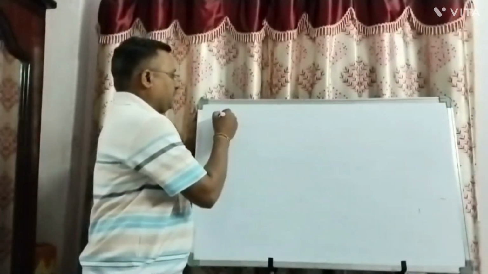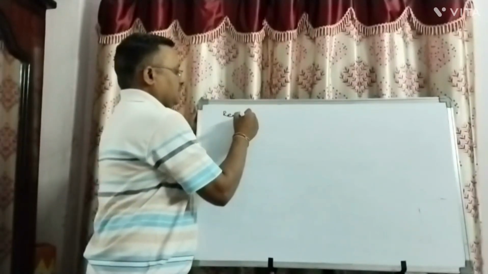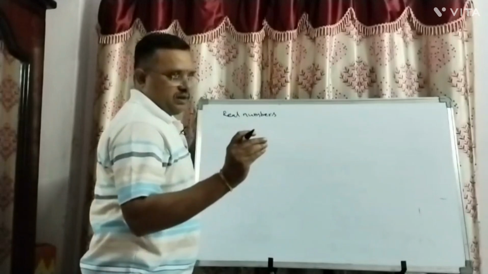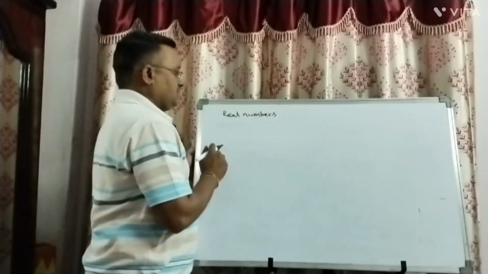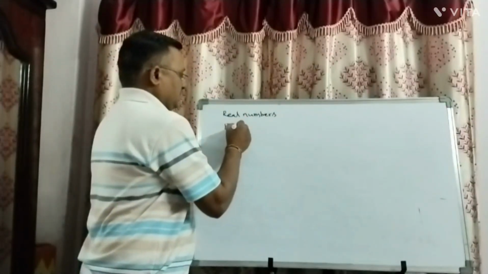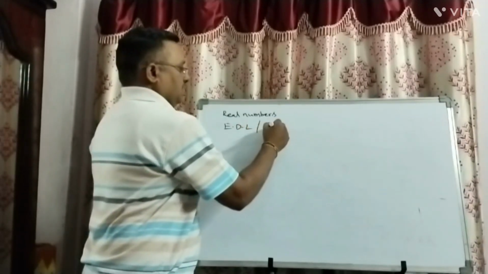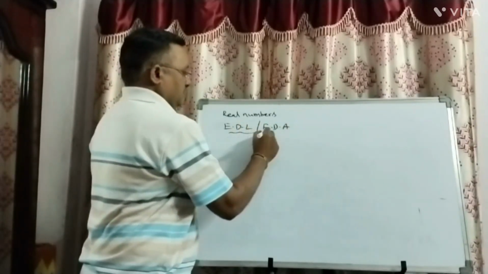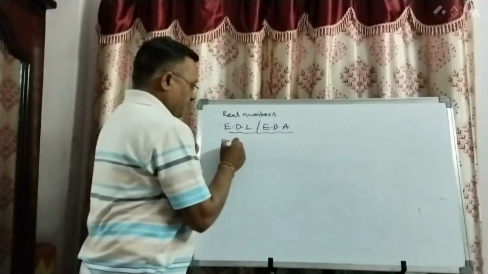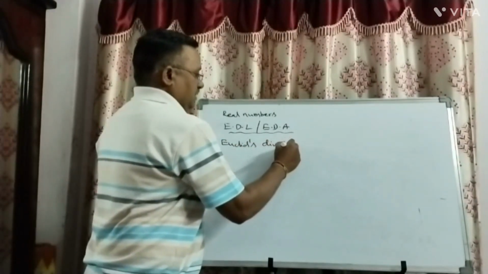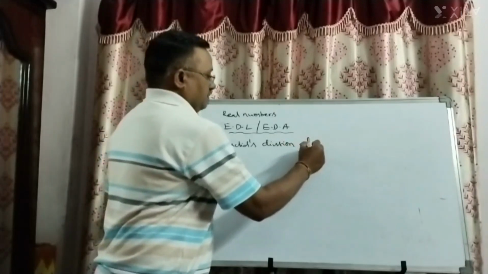Now we entered into the real numbers topic, right? So now in this topic real numbers, we have 5 exercises based upon 5 different concepts. The first exercise depends upon Euclid's division lemma or Euclid's division algorithm. So what is Euclid's division algorithm?